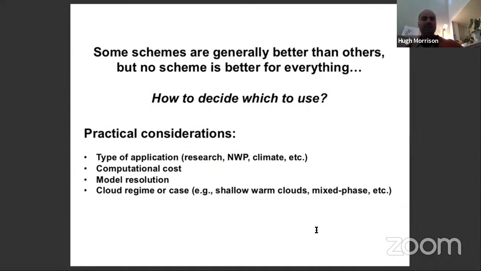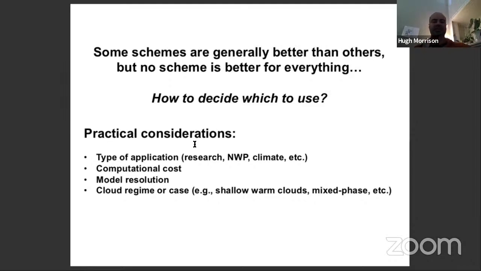A few other comments here. I think most people would agree some schemes are better than others generally, but no scheme is better for everything. If you go to, say, WRF or MPAS workshops in the past, you see different intercomparison studies evaluating different microphysics schemes. And in general, different schemes will do better for some cases than others. So how to decide which to use?